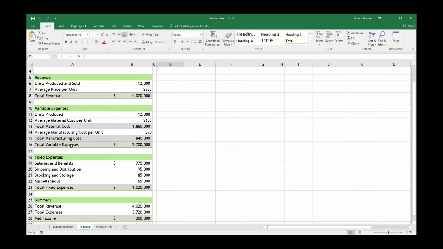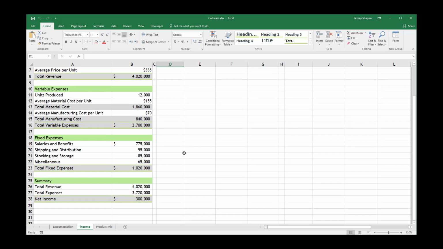And total variable expenses would be $2.7 million, right? However many we make, that necessarily changes. We also have fixed expenses like salaries and benefits. We're going to have to hire people to work in the factory. Whether they produce a little more or a little less, it'll be the same. Shipping and distribution, stocking and storage, and miscellaneous is going to equal around $1 million.